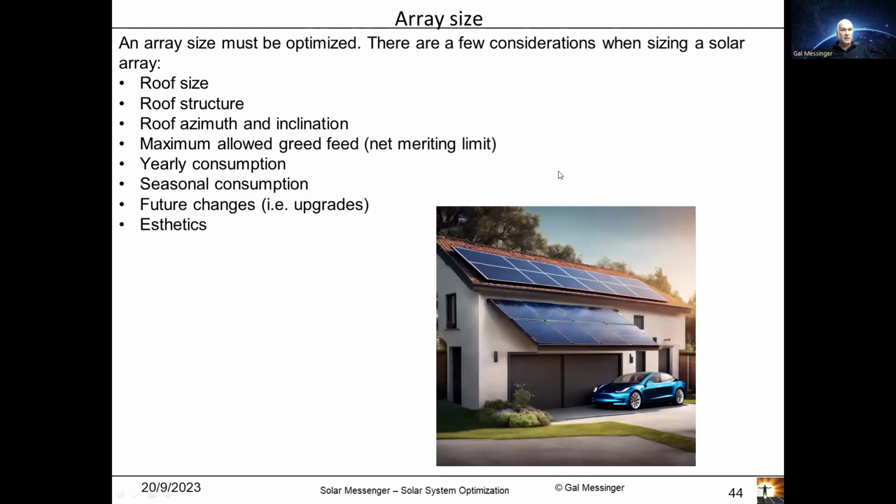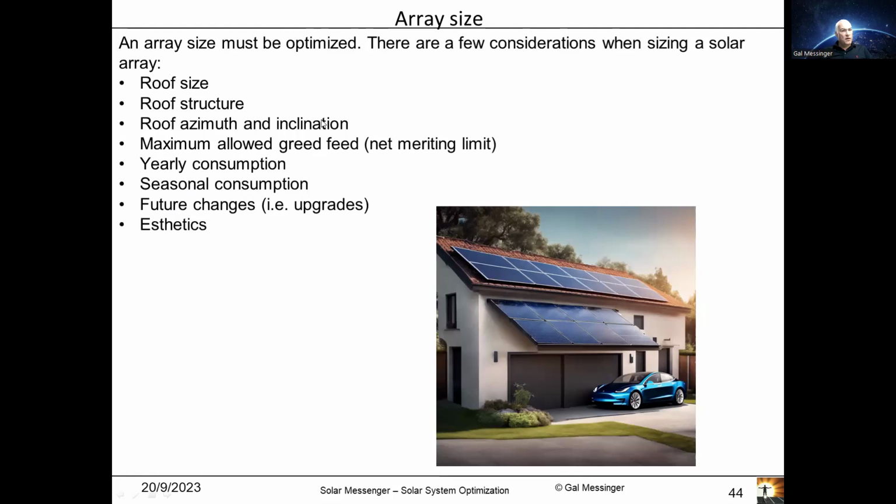Another thing when you optimize a system is your array. A lot of people ask me when I try to explain to them, what should I do with my roof? I don't know what to do. And I say, okay, we have to look at your roof. That's why the engineering is not immediate. It's not straightforward. We have to do a lot of understanding of what's going on.